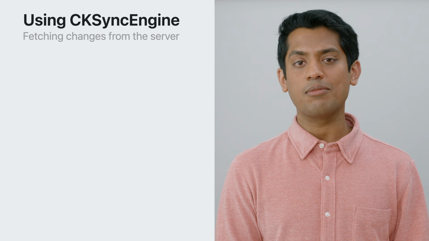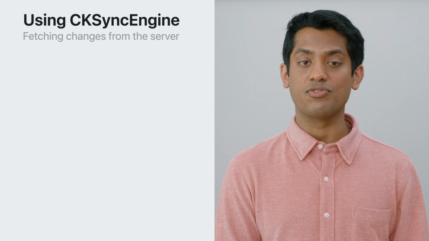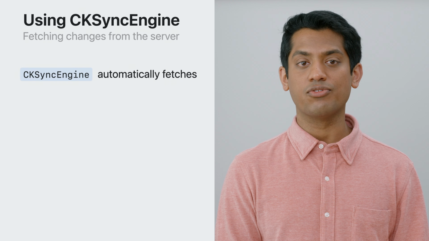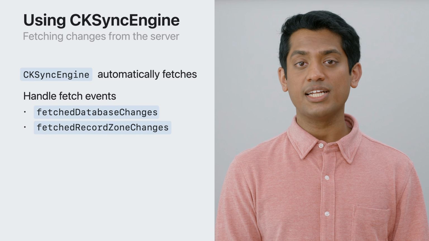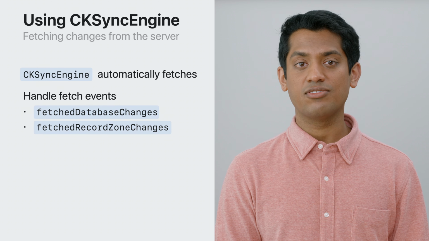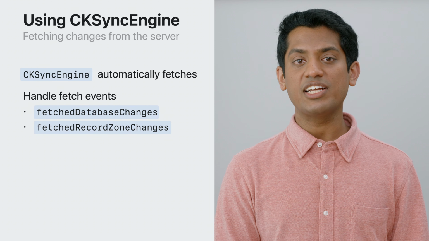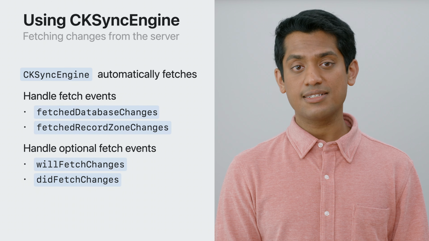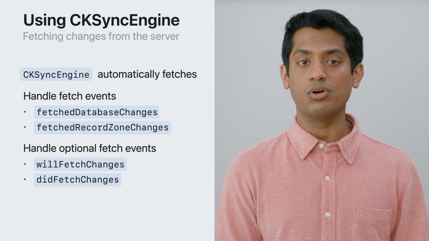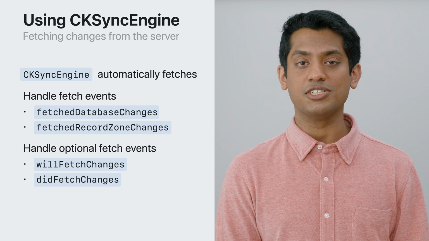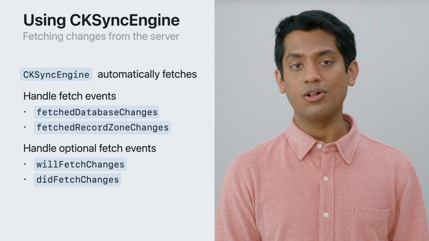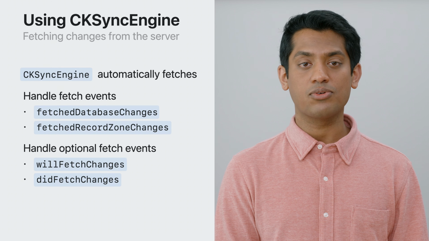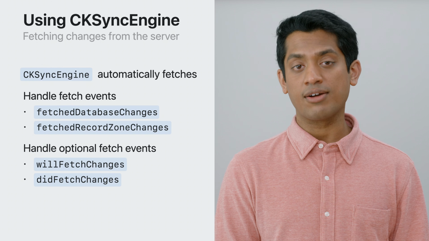Here's how your application can fetch changes from the server. The Sync Engine automatically fetches changes for you from the server. When it does, it will post the events fetchedDatabaseChanges and fetchedRecordZoneChanges. Depending on your use case, you may want to listen for the events willFetchChanges and didFetchChanges. For example, handling these events may be useful if you want to perform any setup or cleanup tasks before or after fetching changes.